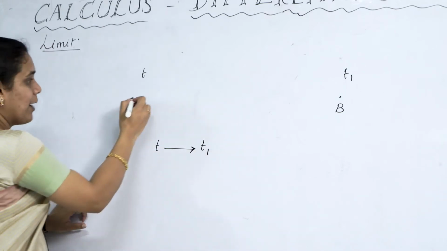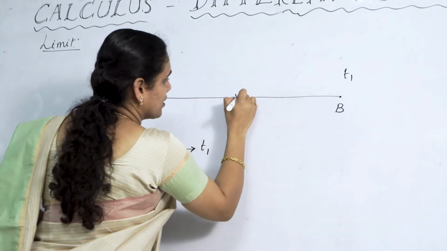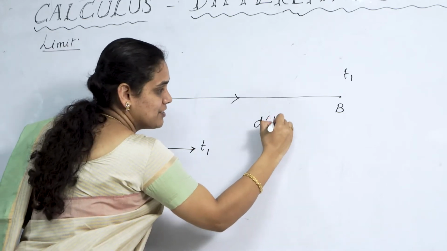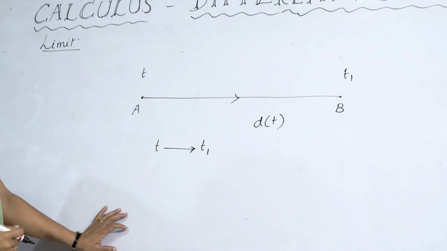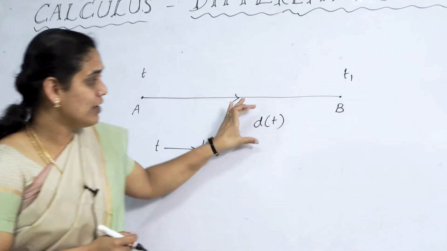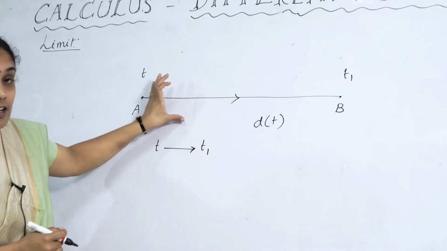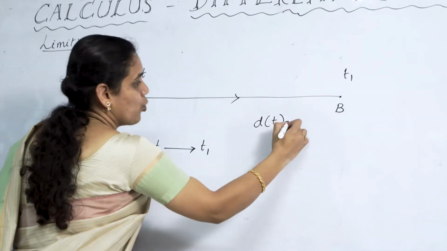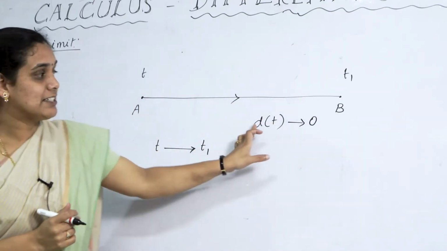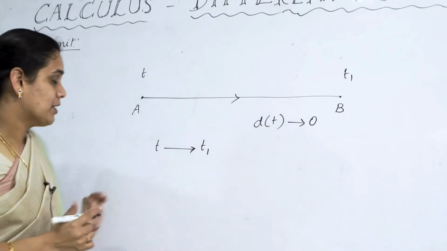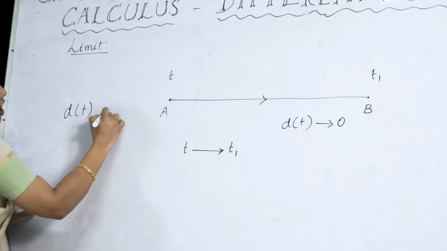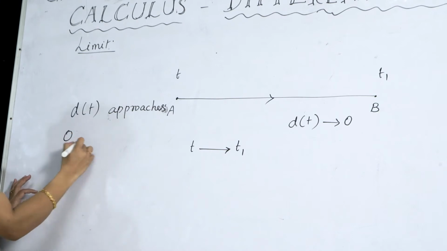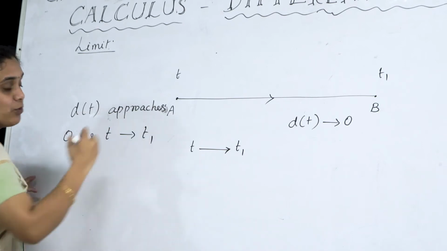So in that case, what will happen to its distance? t is an independent variable, we know, but distance depends on the time, therefore this is a dependent variable, right? When t approaches t1, what will happen to this distance? The distance will be moving towards 0, right? It will go nearer and nearer to 0. So when t approaches t1, this distance will approach 0. So d of t approaches 0 as t approaches t1, right?